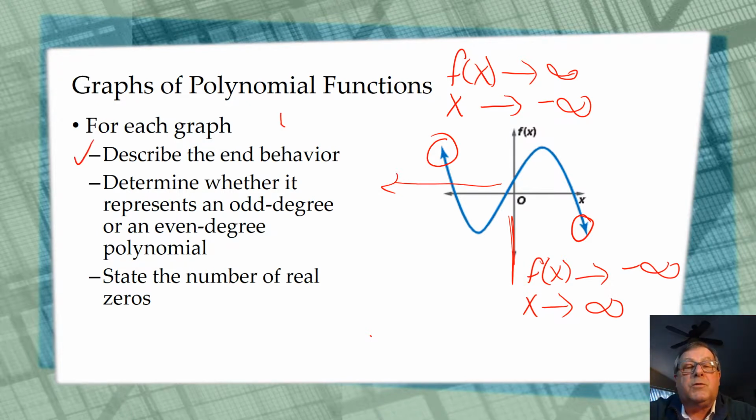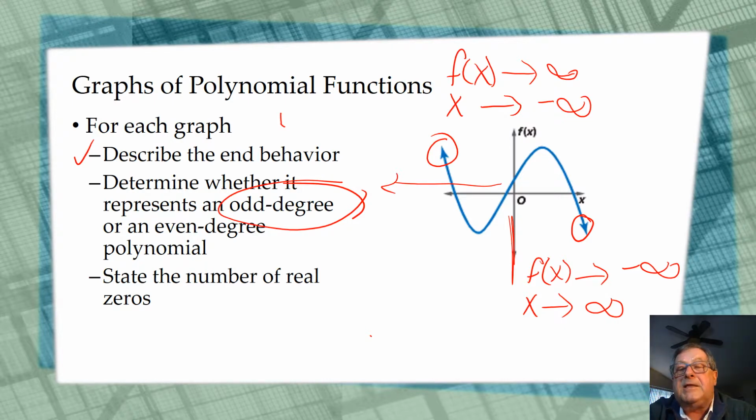Now, determine whether this represents an odd degree or an even degree polynomial. Well, because the end behaviors are headed in different directions, I know that this has got to be an odd degree polynomial because my end behavior is headed in different directions. I would also know that this is a negative lead coefficient, but it didn't ask us that. And that's because it's left arm up, right arm down. If it was left arm down, right arm up, it would have a positive lead coefficient.